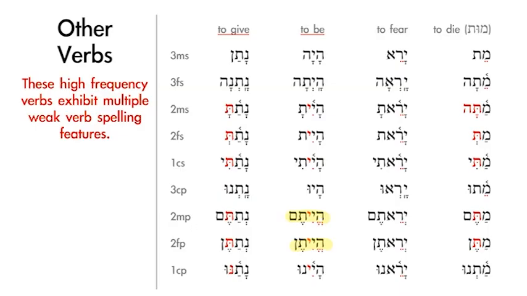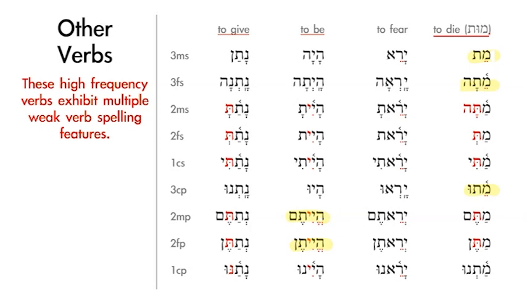Finally, the verb to die, muth, has a number of spelling weaknesses. First is the E-class vowel that appears under the first root letter in the third person form. It's meth, metha, and methu. That tsere vowel under the first root letter is highly irregular.